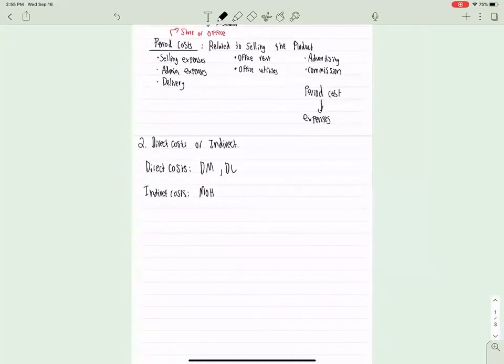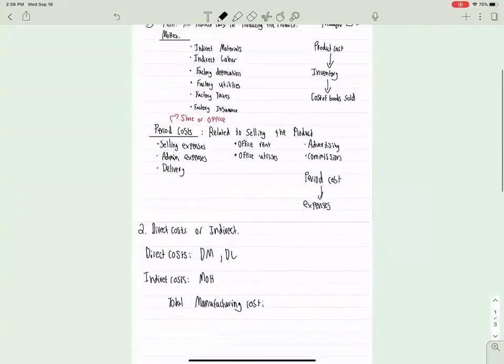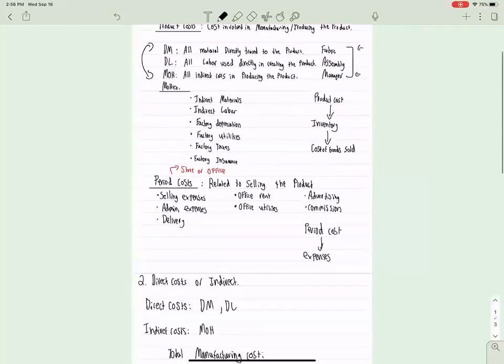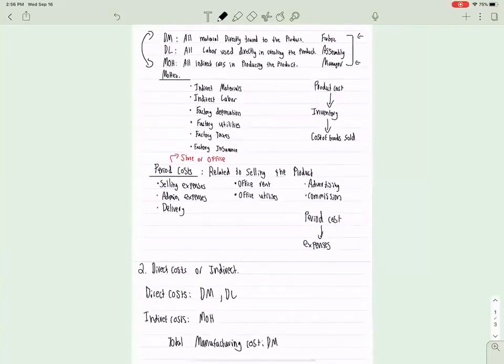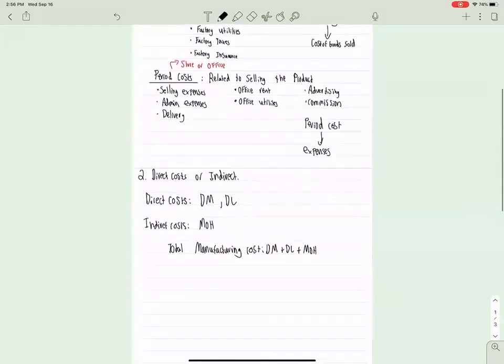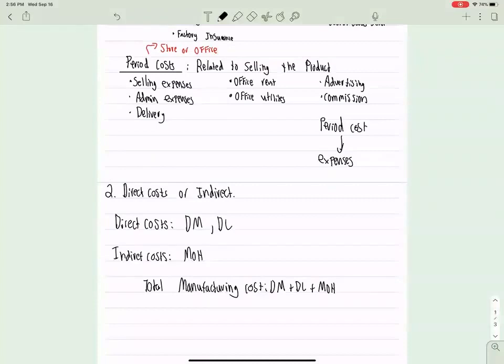Now, there are 2 equations that we have to learn, and I have a very easy way of learning it. First off, let's go over the equation of total manufacturing cost. Total manufacturing cost is the cost of manufacturing your product. We went over the 3 costs that we need to make any product. If you want to make a product, you need DM, material. You need workers, DL. And then lastly, you need overhead. DM, DL, MOH. Get a t-shirt that says that, get it tattooed on your body, whatever it takes for you to remember it. Total manufacturing cost: DM, DL, MOH.